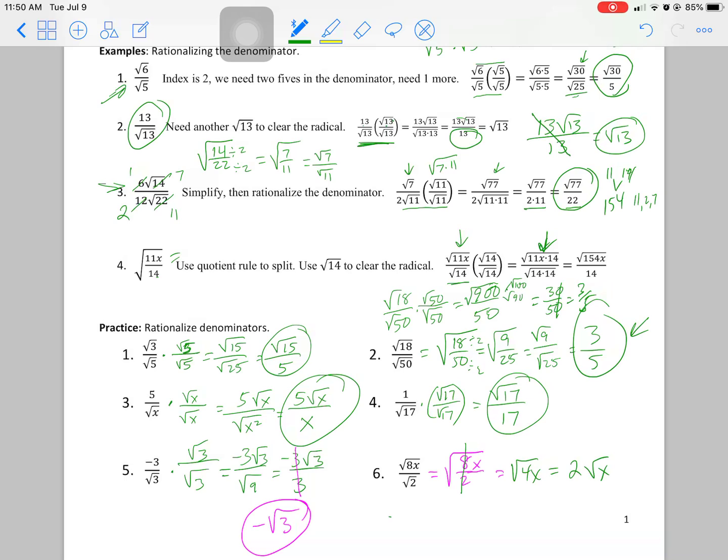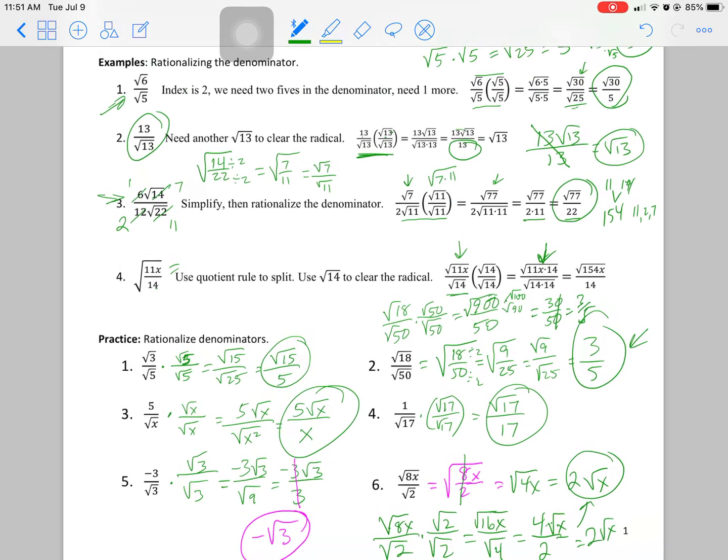So what's the other way you could have done that? You could have multiplied by 2, because that was the problem, right? Perfect. Nothing wrong with that. That's going to give you the square root of 4 over the square root of 16x, which is going to give you 4 square root of x, and you reduce that and you're going to get your 2 square root of x. Okay? Either way, that works fine. That's it.